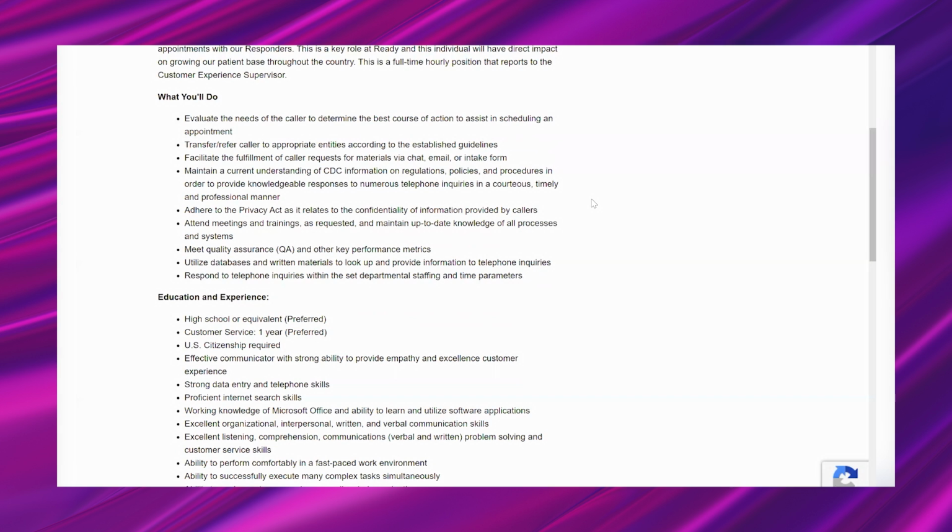Adhere to the Privacy Act as it relates to the confidentiality of information provided by callers. Attend meetings and trainings as requested and maintain up-to-date knowledge of all processes and systems. Meet quality assurance and other key performance metrics. Utilize databases and written materials to look up and provide information to telephone inquiries.